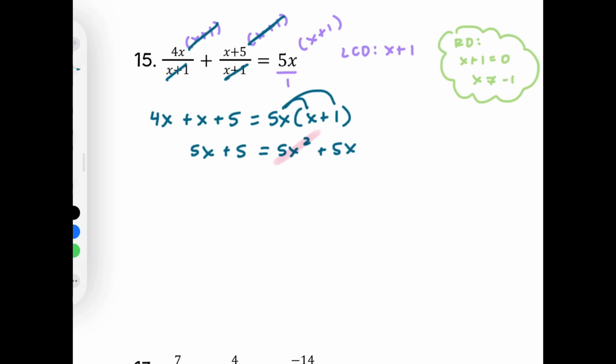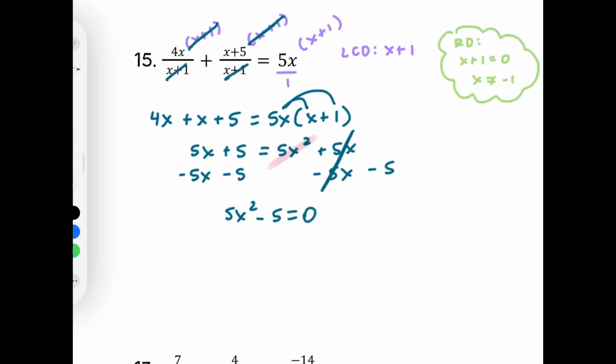So I'm going to subtract 5x from both sides, minus 5x. Usually means you have to factor. So I'm going to subtract 5x, minus 5, minus 5x, minus 5. So we'd have 5x squared. These cancel out. Minus 5 equals 0.